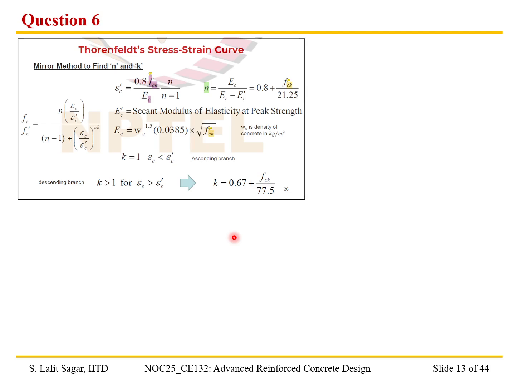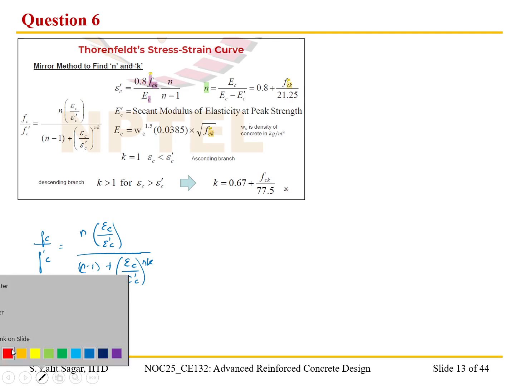So ultimately, we have the constitutive relation. Let me write down the constitutive relation over here. I'll take maybe a different color. So we have FC by F prime C is equal to N into epsilon C by epsilon prime C divided by N minus 1 plus epsilon C by epsilon prime C raised to the power N into K. Here we can see that in comparison to the Hognestad relation, we have some new terms such as N and K. So we're going to find out what each of them represent, right?